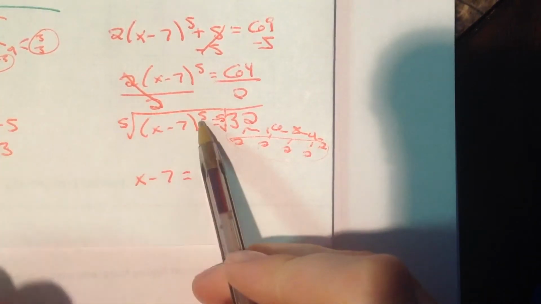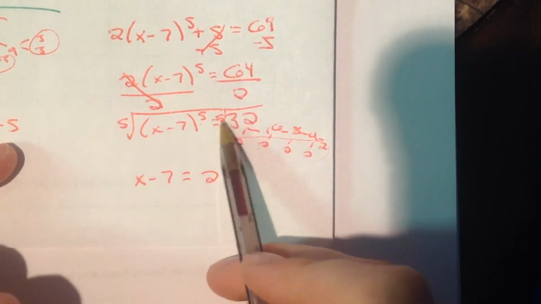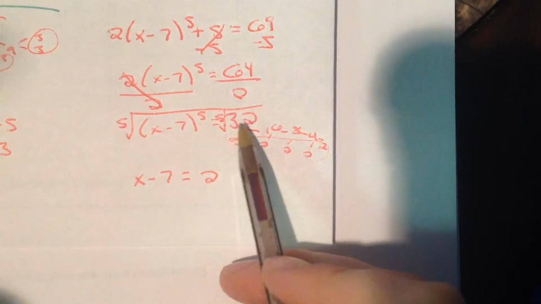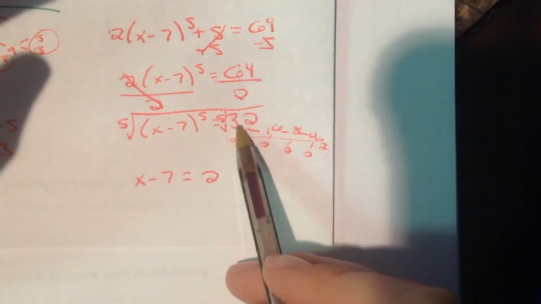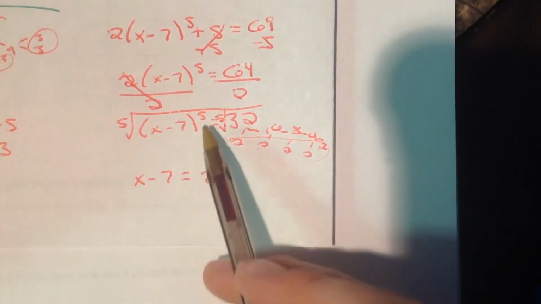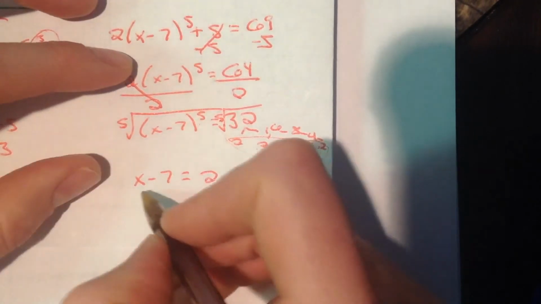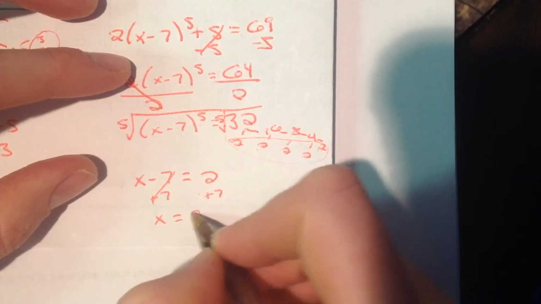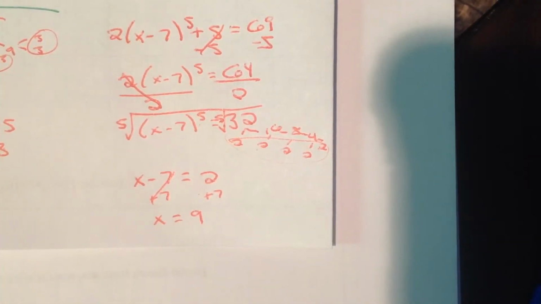Since this was an odd root, it takes on whatever the sign is of this side. So if this is a negative 32, we'd have a negative 2. If this is a positive 32, we have a positive 2 because it's an odd root. So then, adding 7 to both sides, we get the answer that x equals 9.